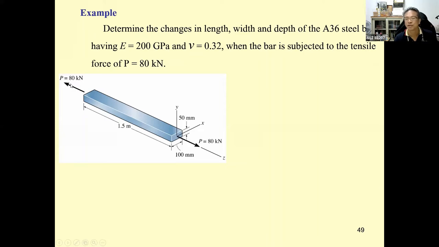Okay, let's say this kind of steel bar is subjected to an 80 kilonewton force. We would like to calculate the change in the length. That is going to be this one.